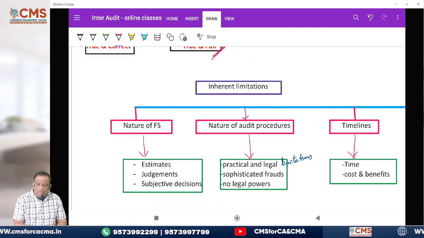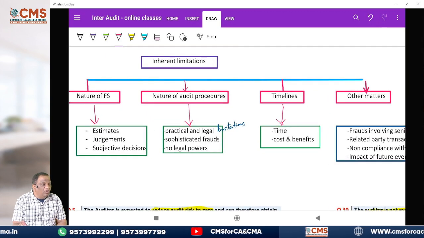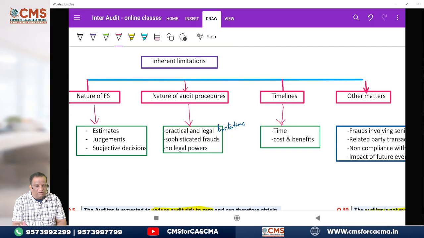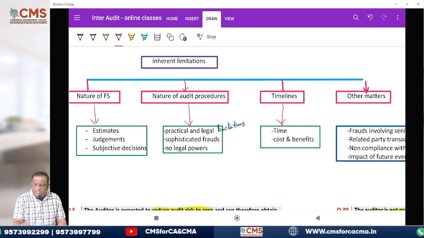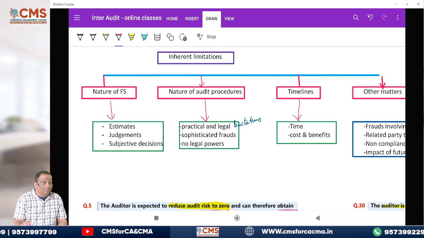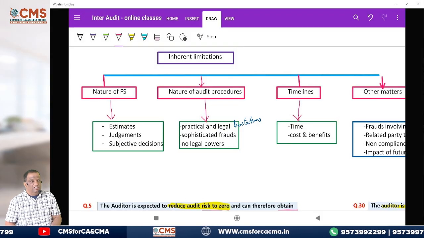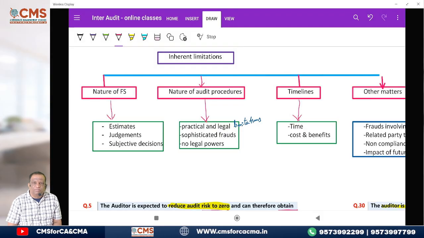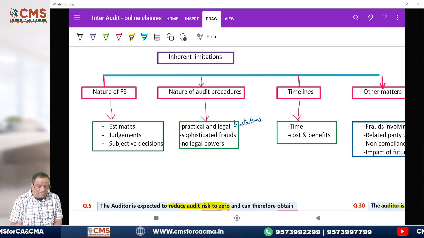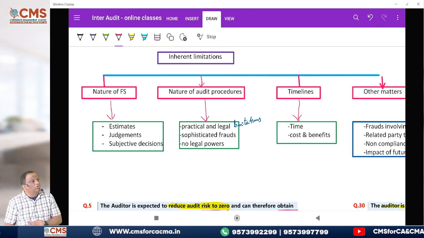If we talk about what the inherent limitations are, it is a standard question and a short answer question. Why will the auditor not be able to give absolute assurance, and why is the audit opinion always a reasonable assurance? These are the 4 points. First one, nature of financials. The way the financials are prepared, it includes a lot of estimates. For example, when you provide depreciation, you take furniture at 10%, buildings at 5%. But is it that this furniture will last only 10 years? No. So financials include a lot of estimates.